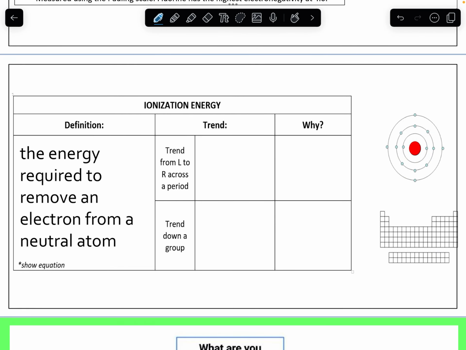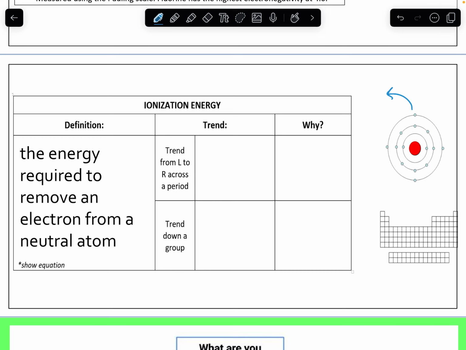Ionization energy. This is very similar to electronegativity, but it's really just the opposite. So it's saying that instead of the atom itself attracting electrons, so instead of essentially trying to pull other electrons towards it, we're talking about removing an electron. So can another atom take our electron? Okay.